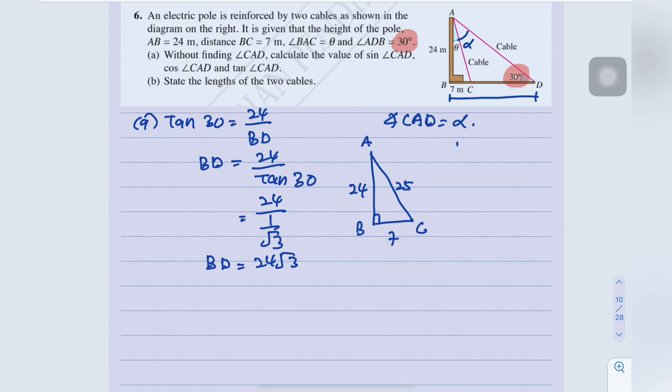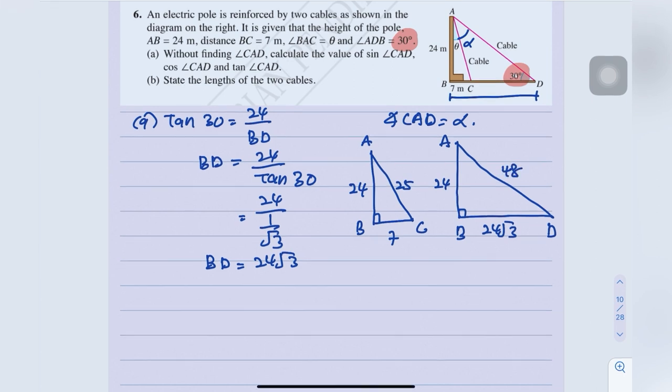Okay, and the big right angle triangle is A, D and B. This one is 24 same. This one is 24 root 3. And the hypotenuse will be 48. This is theta. This is theta plus alpha.